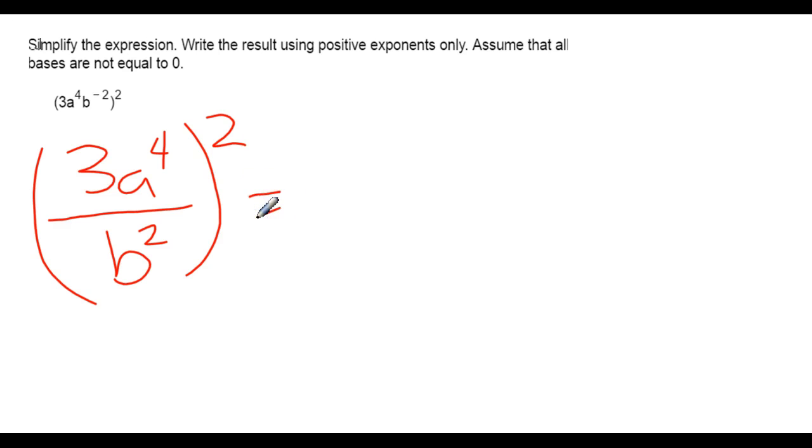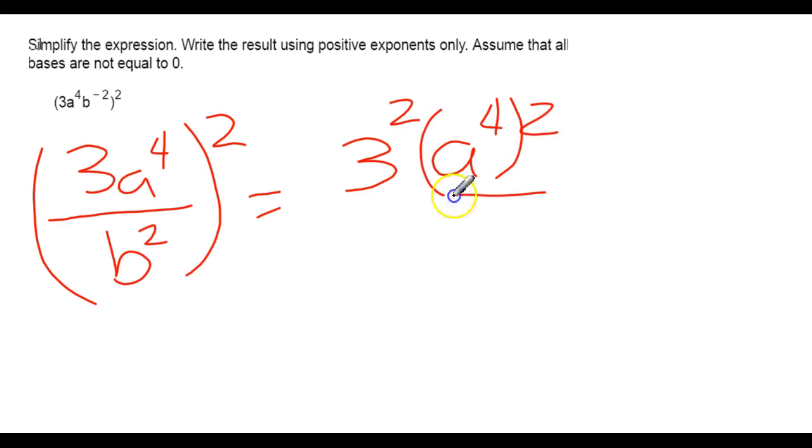Okay, now when something's being raised to a power, everything inside that parentheses gets raised to that power. So the 3 gets raised to that power, a to the 4th gets raised to that power, and the b squared on the bottom gets raised to that power.